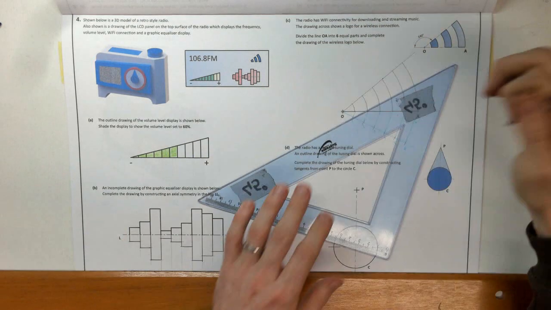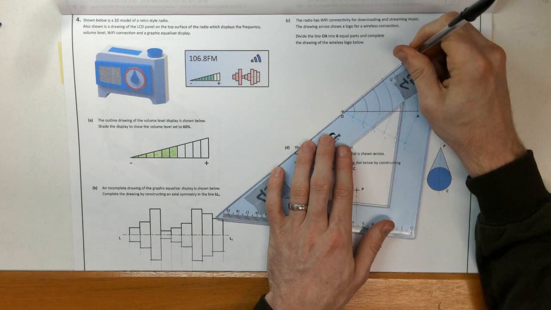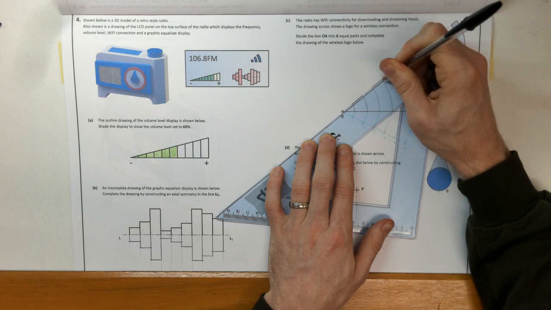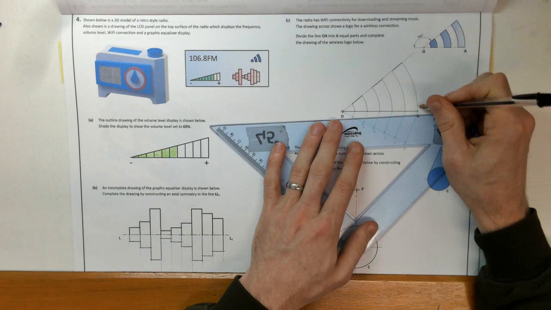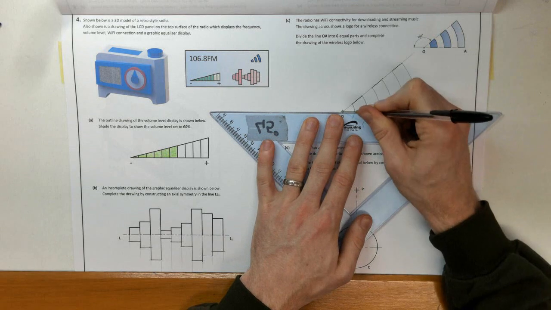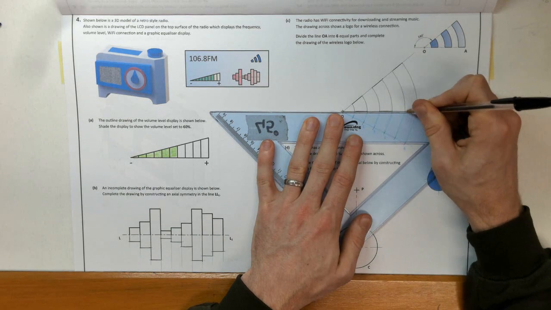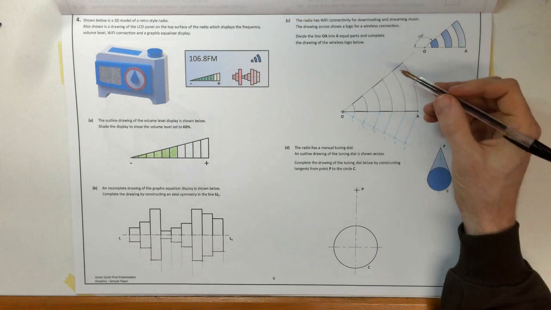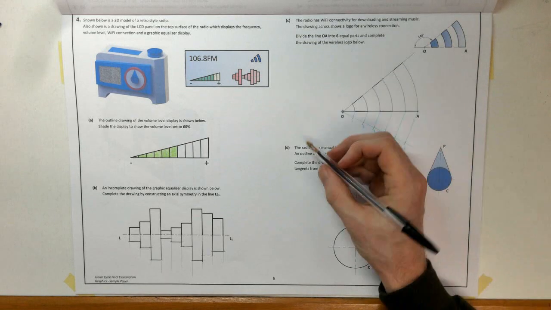Finish this off, I'll go heavy on those lines that should be heavy. Okay, so that's part C completed, and there's nothing there about rendering.